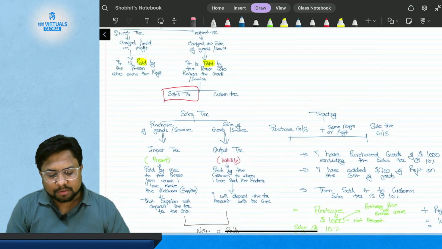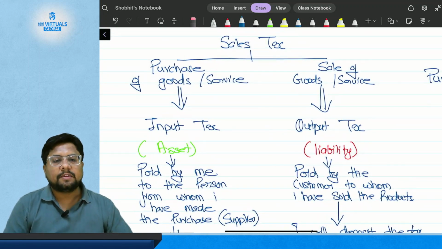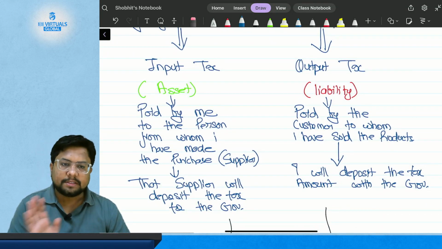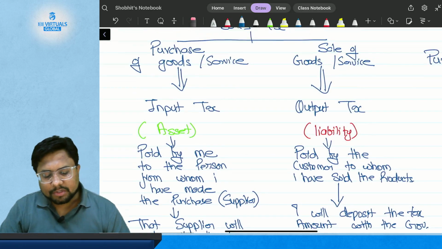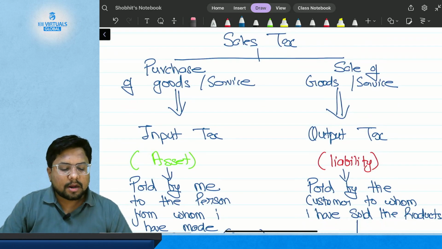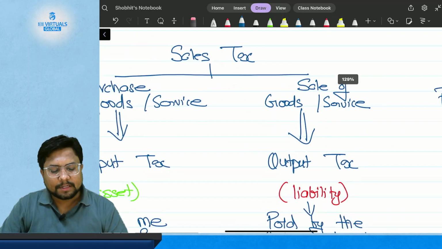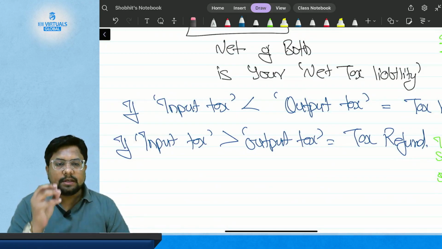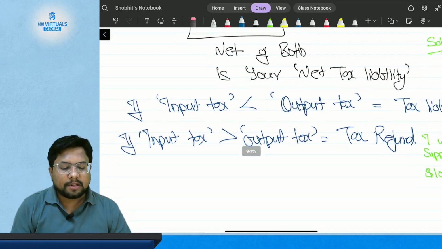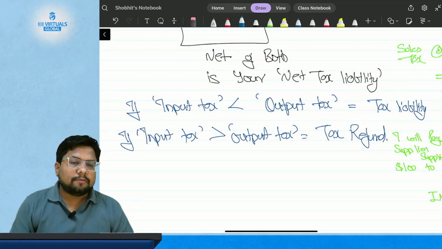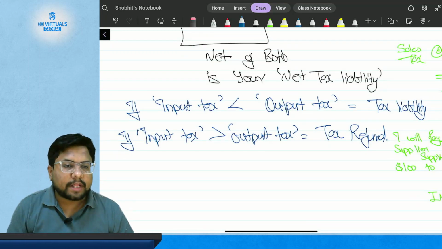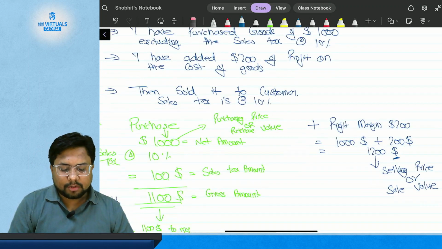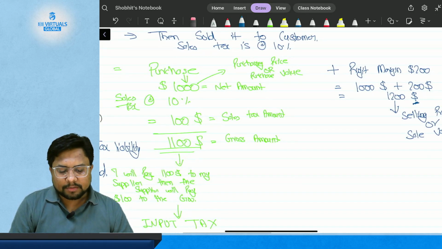So this is the concept of sale tax, where sale tax is further categorized into two parts. First one is input tax, second one is output tax. Input tax is the asset, output tax is the liability. Input tax is charged on the purchase of goods and services, whereas output tax is charged on the sale of goods and services, and net of both is your tax liability. So if input tax is less than the output tax, it is your tax liability, that is you need to pay to the government. And if input tax is more than the output tax, then it is your tax refund from the government. And this is the example where we use the concept of both the taxes, input tax and output tax.